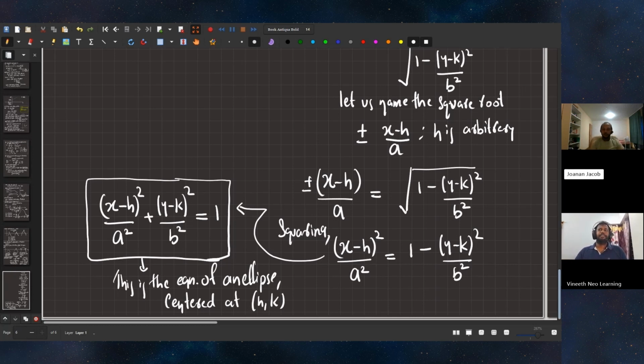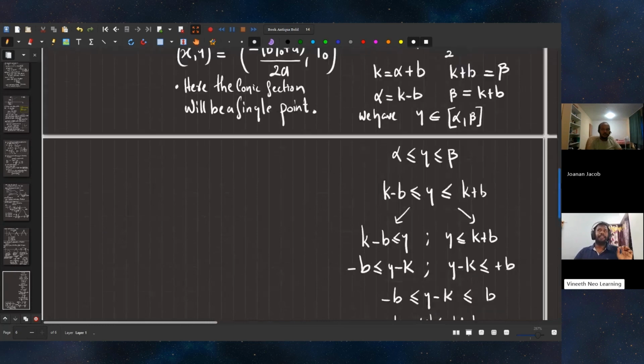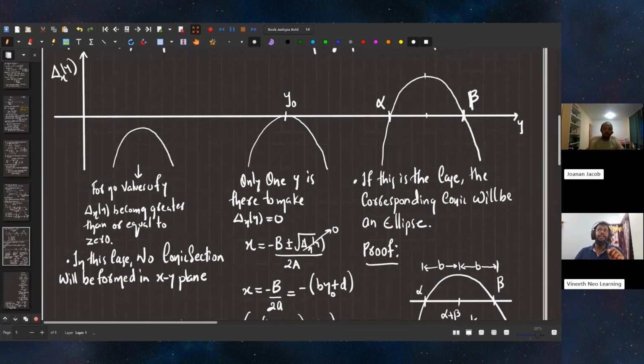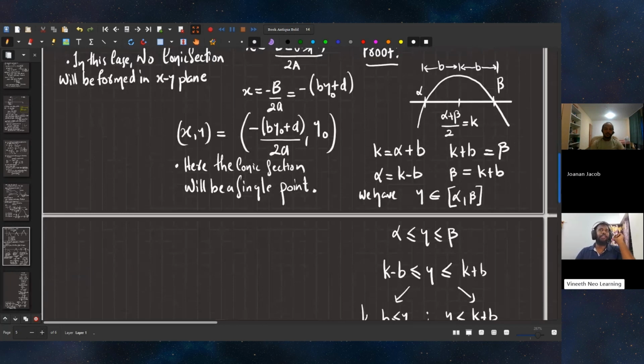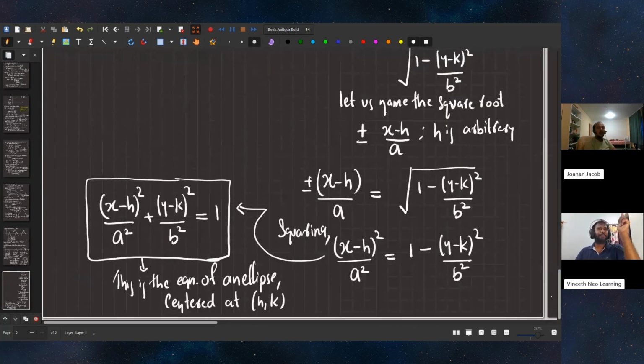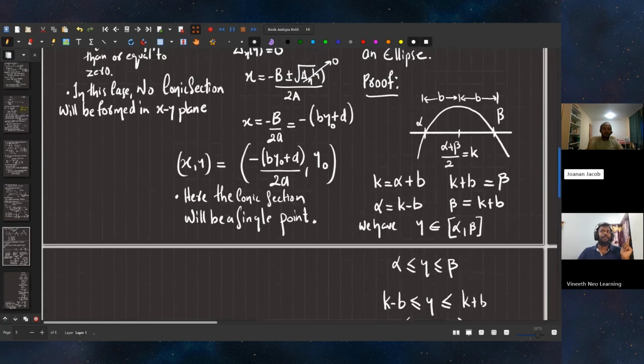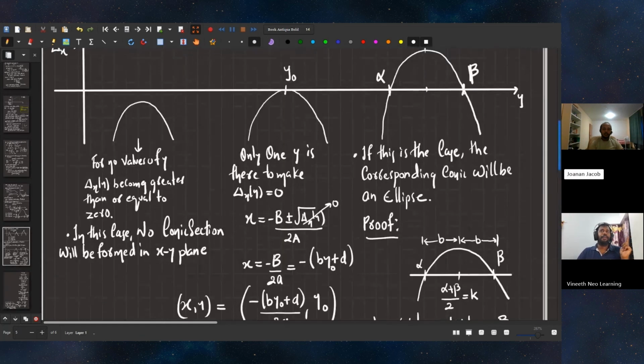The shape of the curve formed here determines what kind of conic section we are getting in the xy plane. That's a big takeaway here. If it's an upward facing curve, we will discuss it in the next class, but there is a big surprise coming because we will be looking at a different type of conic section, which is not an ellipse, not a hyperbola, and not a parabola.